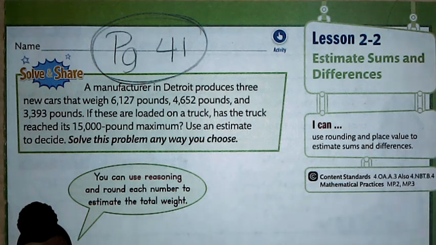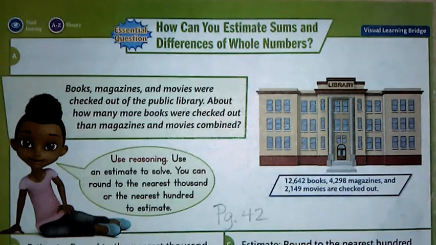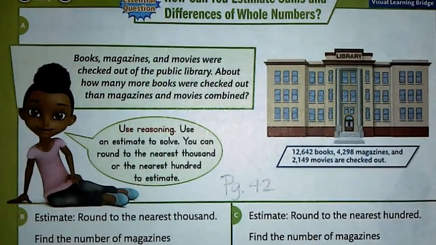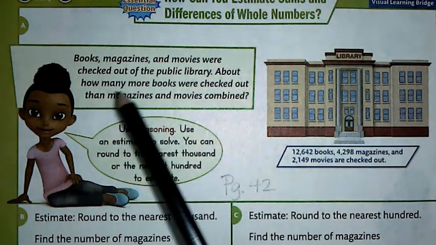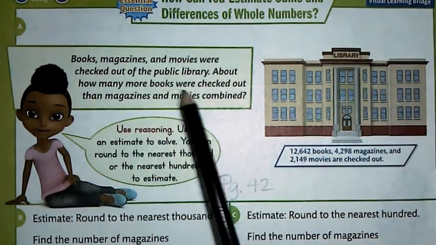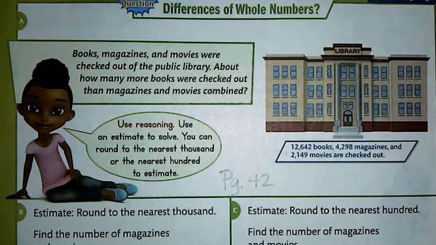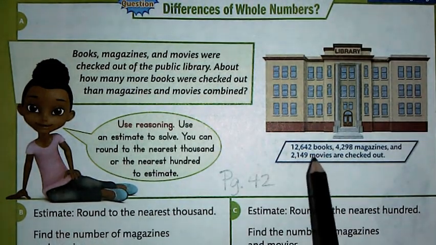Well, let's go ahead and turn to page 42 and check out what this is going to look like for us today. So here we are on page 42, and if you're not there yet, pause the video so you can make sure you get to page 42, because this is where we're going to start off for today. Now, it says, books, magazines, and movies were checked out of the public library. About how many more books were checked out than magazines and movies combined? So we've got to figure out how many there were. And down here, it gives us that information.